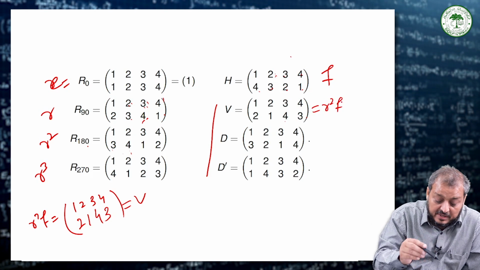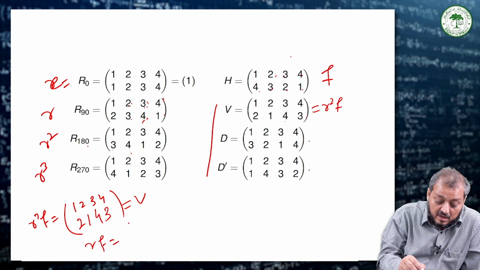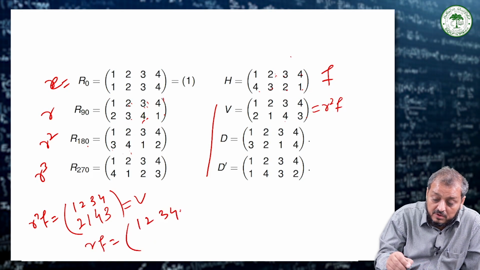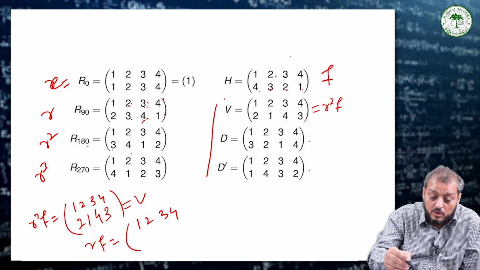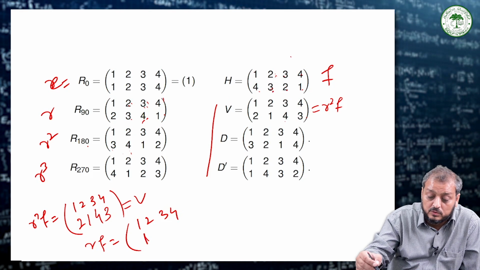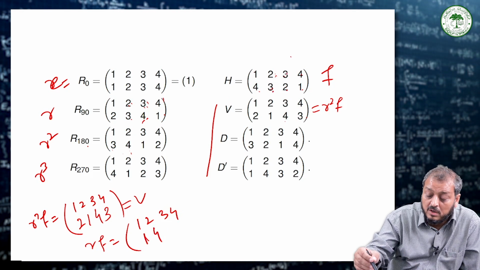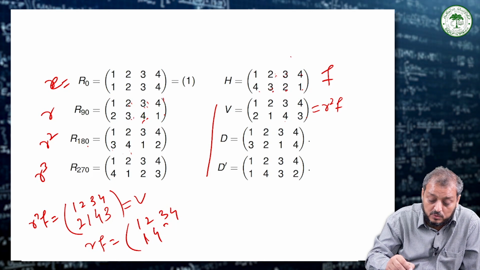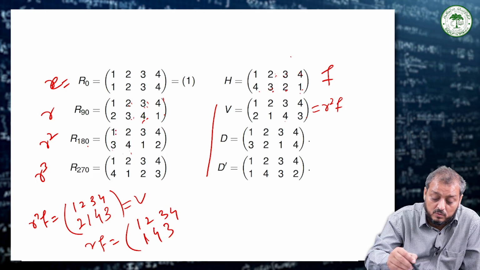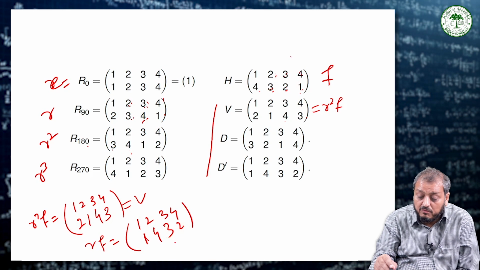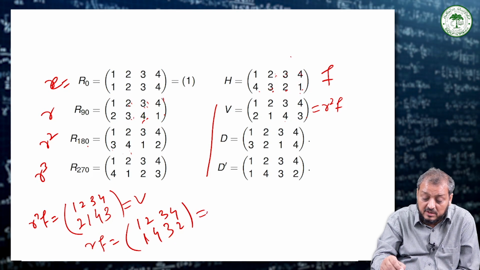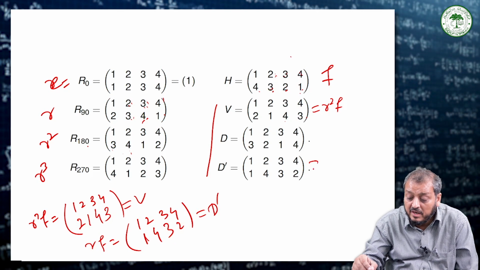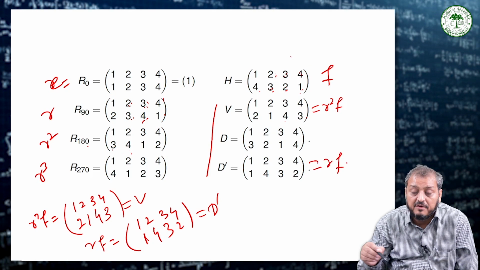Now we have to take RF. RF is equal to 1 2 3 4, 1 goes to 4, 4 goes to 1, 2 goes to 3, 3 goes to 4, 3 goes to 2, 2 goes to 3, 4 goes to 1, 1 goes to 2. Now you have 1 4 3 2, and that is simply D prime, and this is nothing but RF.